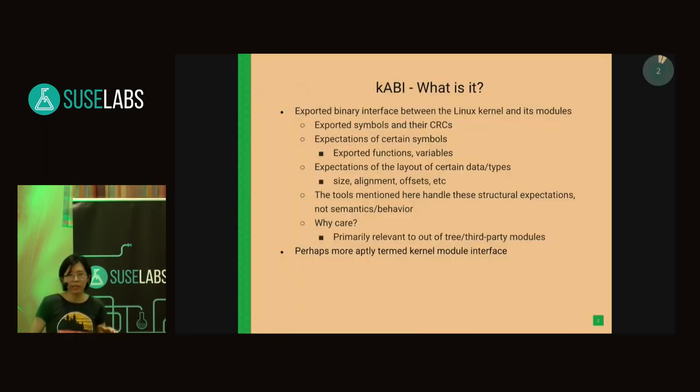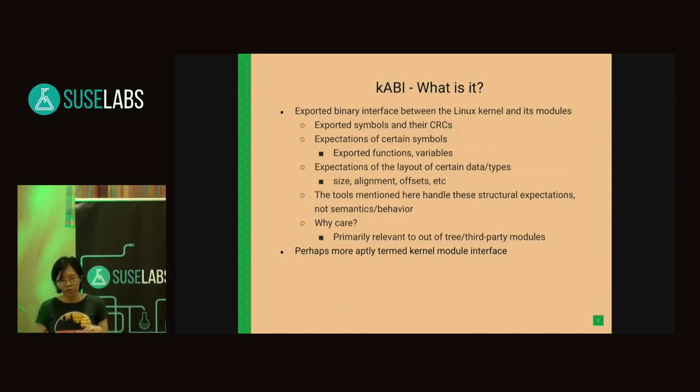So KABI, kernel ABI, what exactly is it? Briefly defined, this is just the exported binary interface between the kernel and its modules. At the highest level, we see this as a list of exported symbols and their corresponding CRCs. But under the hood, it basically comprises these unwritten structural expectations, such as the expectations of certain symbols being available, like exported functions and variables.